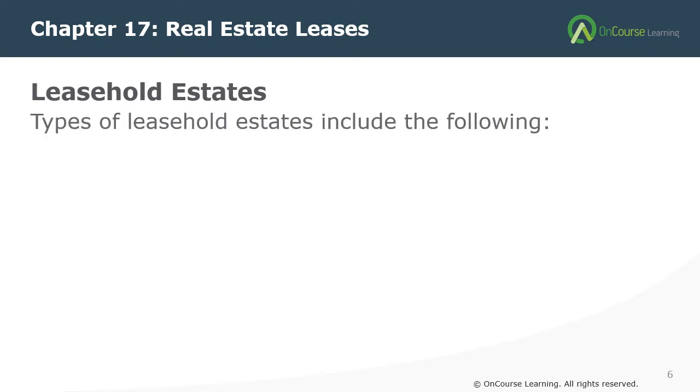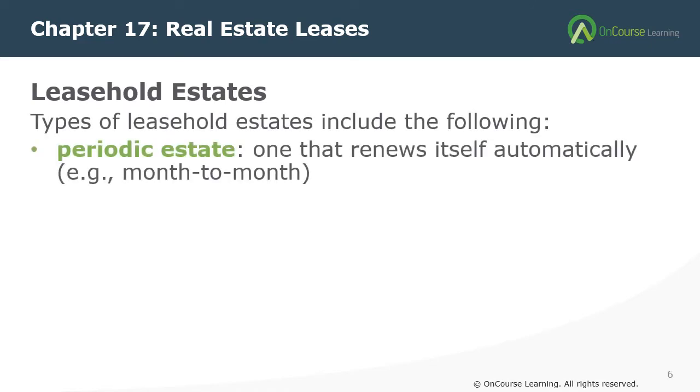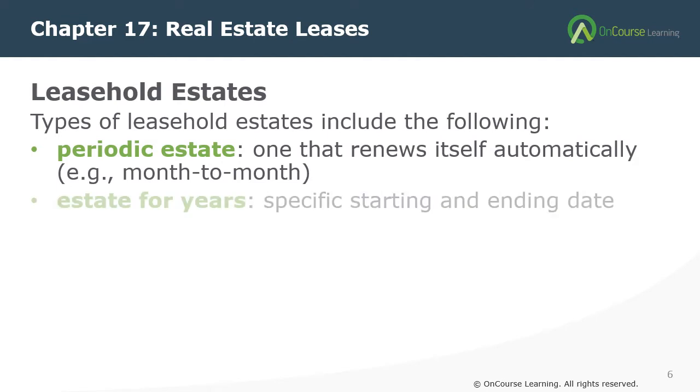There are 4 types of leasehold estates. The first is the periodic estate or the periodic tenancy. This is one that renews itself automatically for like periods of time. In other words, if one were to lease a room in a boarding house from month to month or perhaps from week to week, that would encompass a periodic estate.